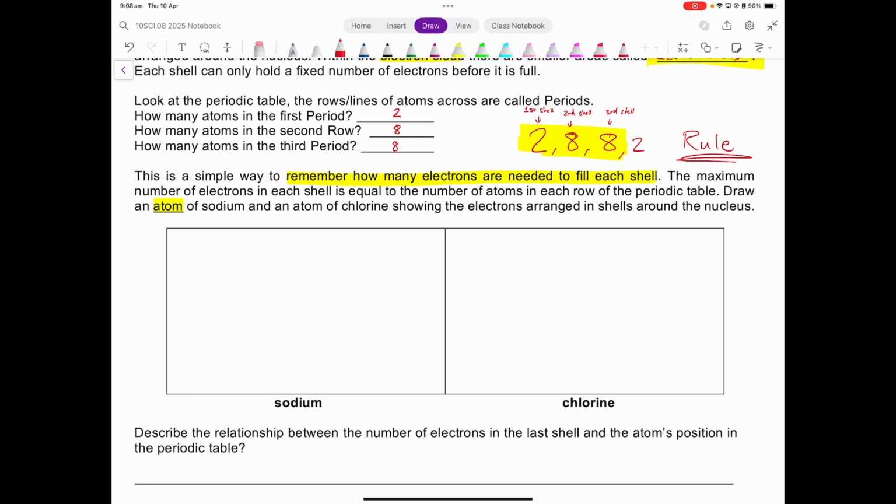I really like this lesson because it's a lot of drawing, okay? So if you like art, you're going to love this. If you don't like art and you're like me and can't draw to save your life, it's going to be very challenging. So we're going to start off by drawing sodium.